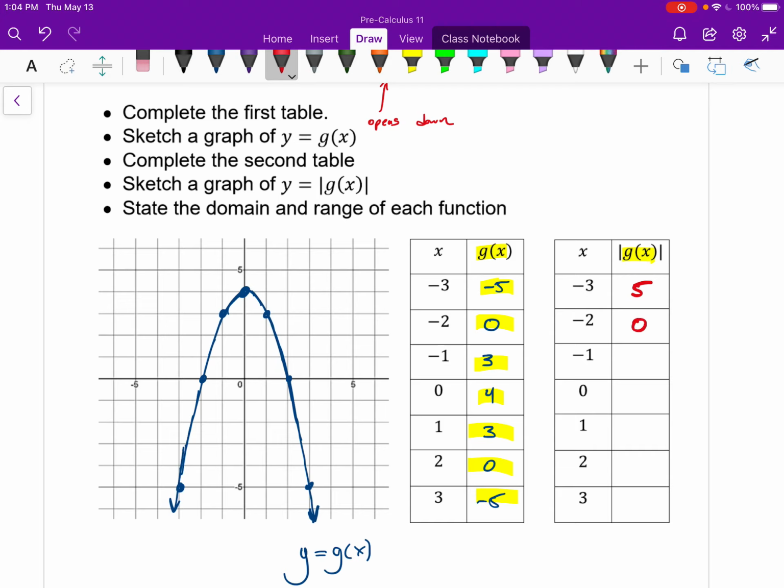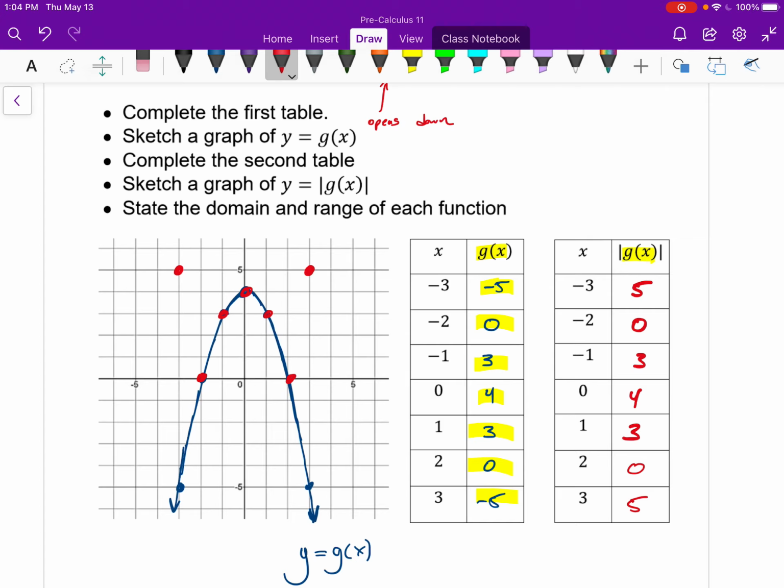That said, the rest of these won't change until I get down to the last one, because the absolute value of 3 is 3. The absolute value of 0 is 0. Until I get to the last one, there's that negative 5 again. The absolute value of negative 5 is positive 5. So let's plot these points. Negative 3 comma positive 5. Negative 2 comma 0. These are the same until I get to the last one, 3 over and 5 up.